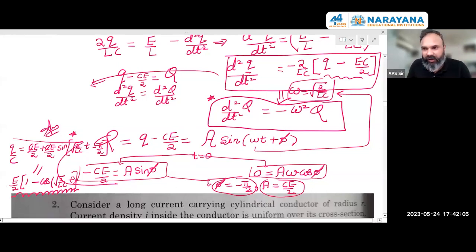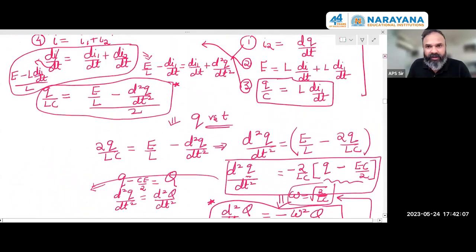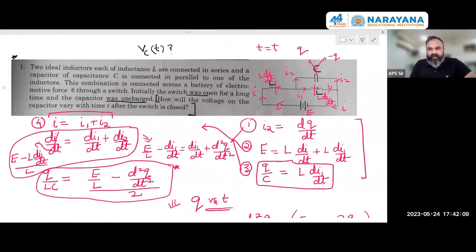His question in the problem was, I'll go to the question again. The question was, these are the two inductors. Initially, they were not having any current. There was this capacitor which was uncharged, and you connected them with a battery of EMF E. And your question was, how will the voltage on the capacitor vary with time?